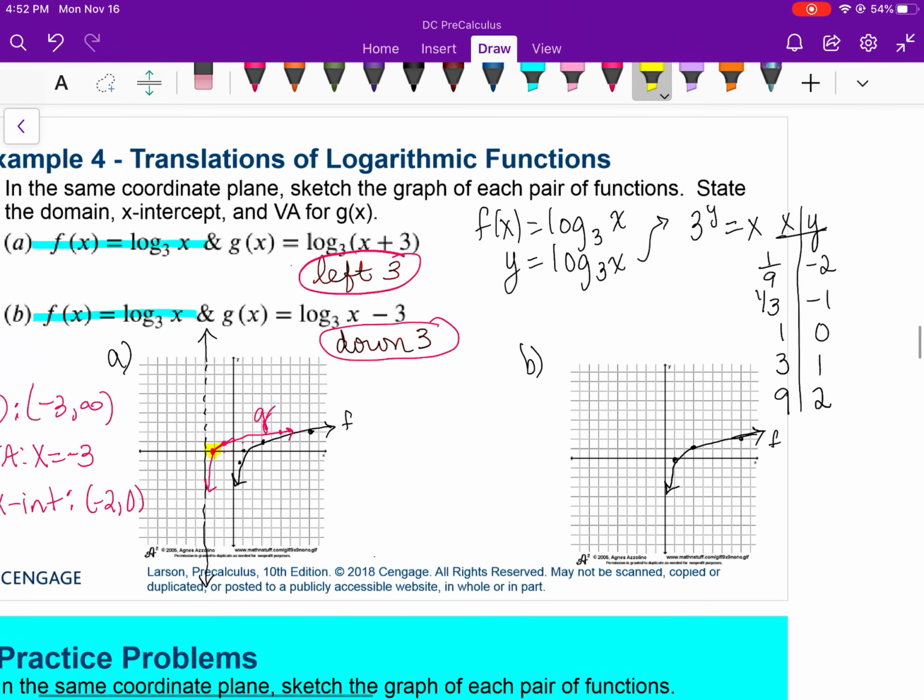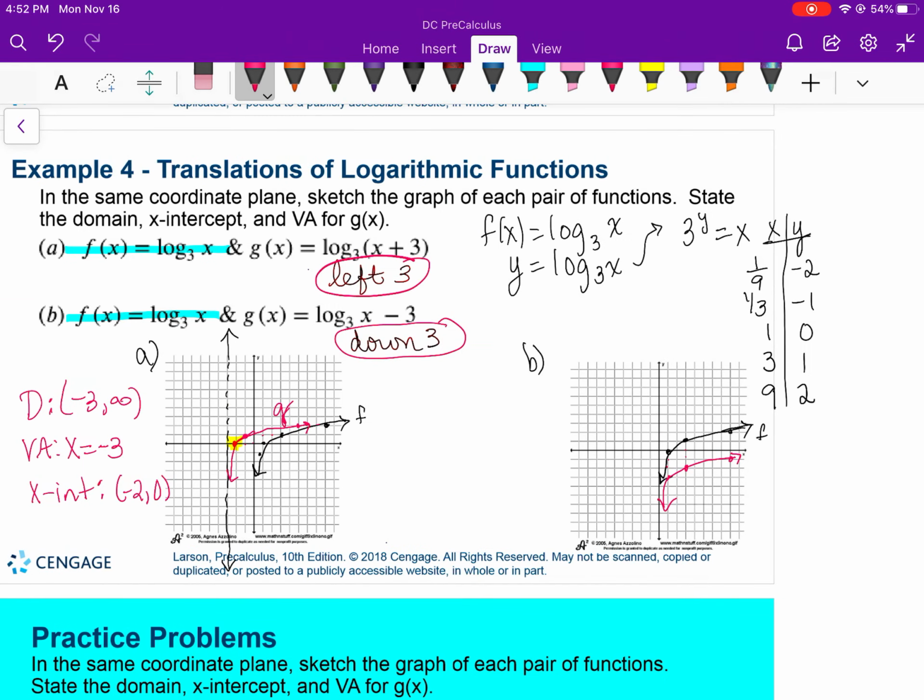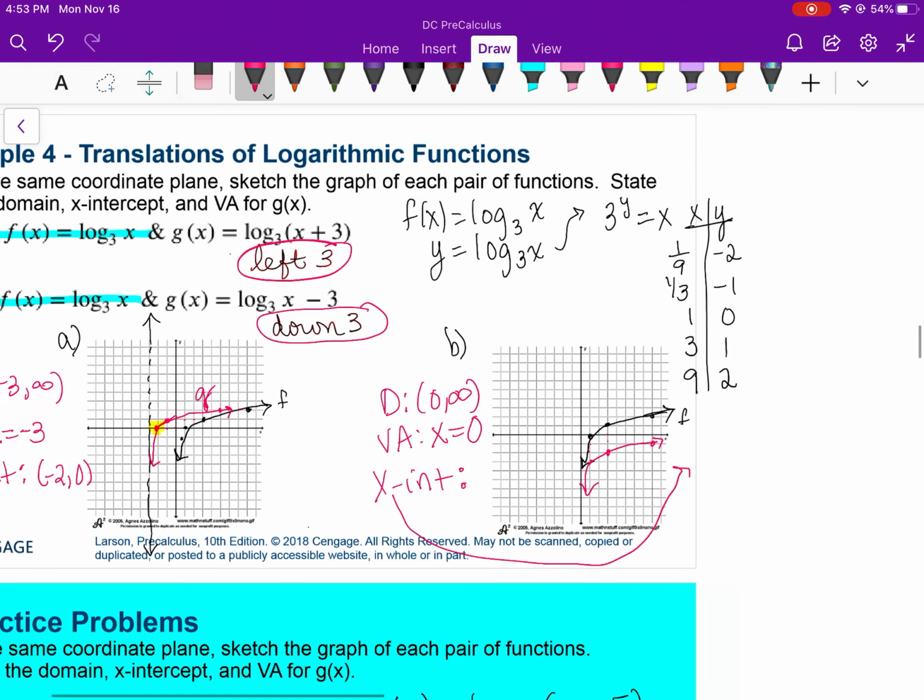All right, for B, I'm going to take and shift my graph down 3. 1 2 3. And when I do an up and down shift, a vertical shift, that doesn't change my vertical asymptote or my domain from the original. However, it will change the x-intercept. Now you can't see my x-intercept, but as my pink graph continues to the right, it will keep going up. So to find your x-intercept, what I need you to do is I need you to set your original equation equal to 0.